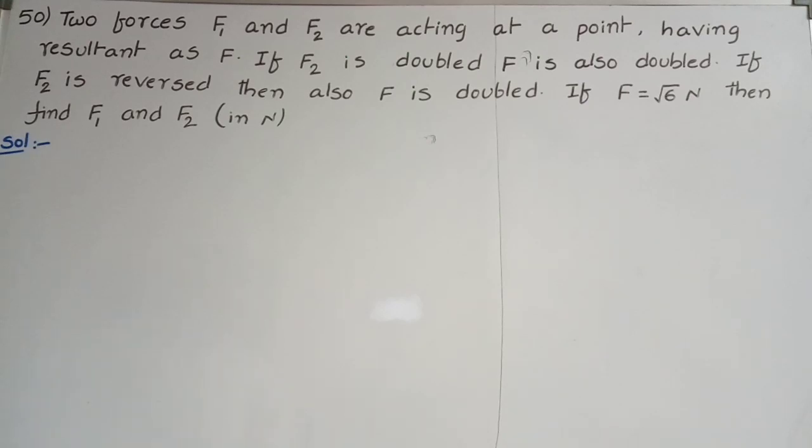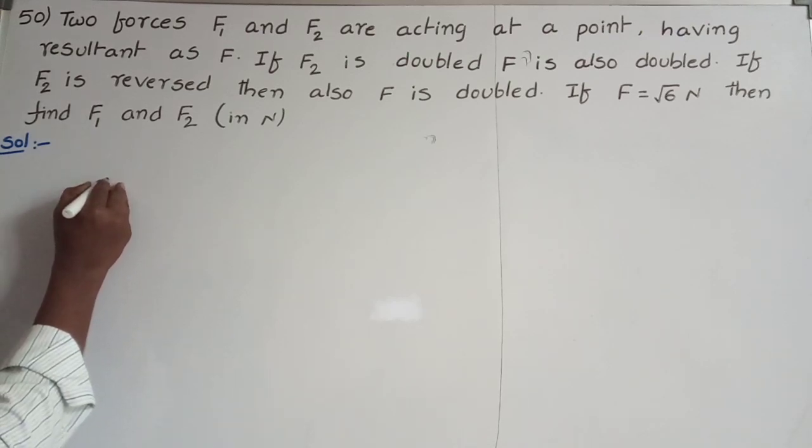Problem number 50. Two forces F1 and F2 are acting at a point having resultant as F. If F2 is doubled, F is also doubled. If F2 is reversed, then also F is doubled. If F is equal to root 6 Newton, then find F1 and F2 values in Newton.